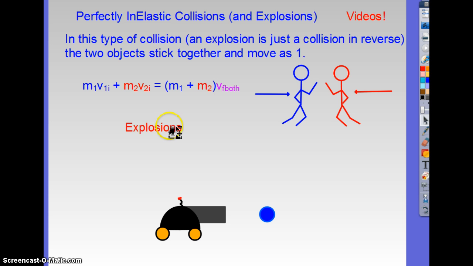Then you can also consider explosions. An explosion can be something as dramatic as a cannon or as simple as throwing a ball. So here you get two objects that are together in the beginning and they separate into individuals. This is the same equation. It's just where are they together, where are they separate.